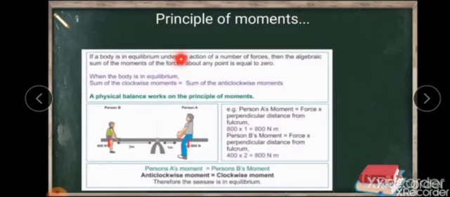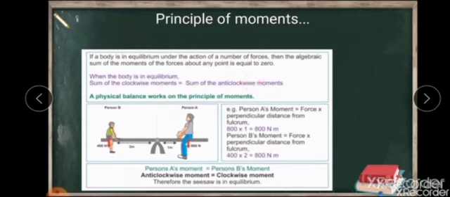Principle of moments. According to the conditions for equilibrium, the algebraic sum of moments at any point should be equal to 0. In short, the principle of moments says that when the body is in equilibrium, the sum of clockwise moments should be equal to the sum of anti-clockwise moments. Only if this condition is satisfied will the total algebraic sum of moments be 0. So this is your statement for the principle of moments.